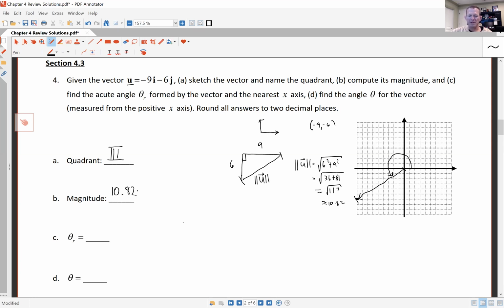Now we do what we were doing before and talk about the reference angle versus the angle theta. Theta is obviously bigger than 180 degrees, but the reference angle, theta ref, that's just this angle here, which says that the tangent of theta ref is the opposite over the adjacent, giving us theta ref is inverse tangent of 6 over 9. 3 goes into 6, 2 times, and 3 goes into 9, 3 times. Inverse tangent of 2/3 gives us around 33.69 degrees.